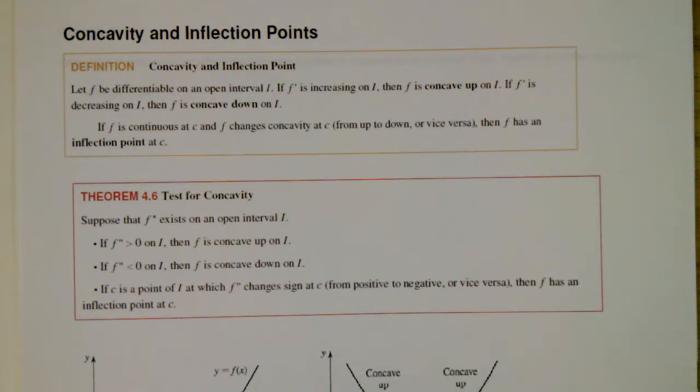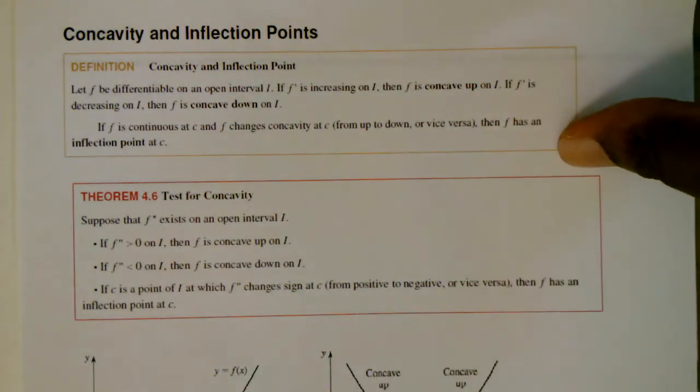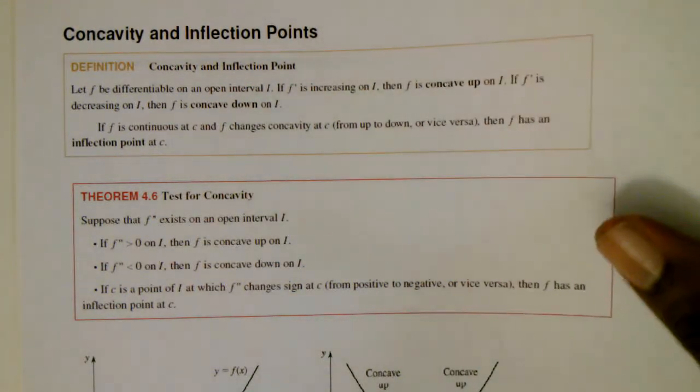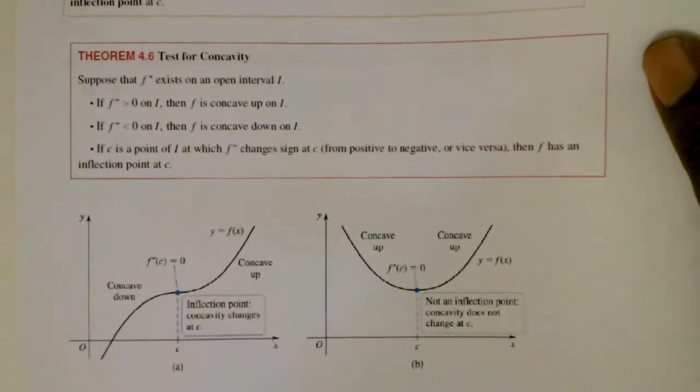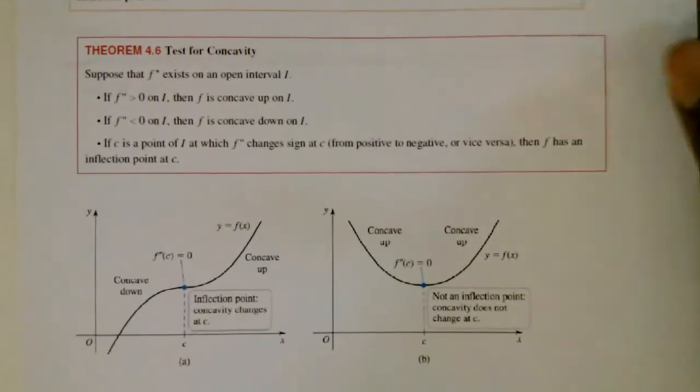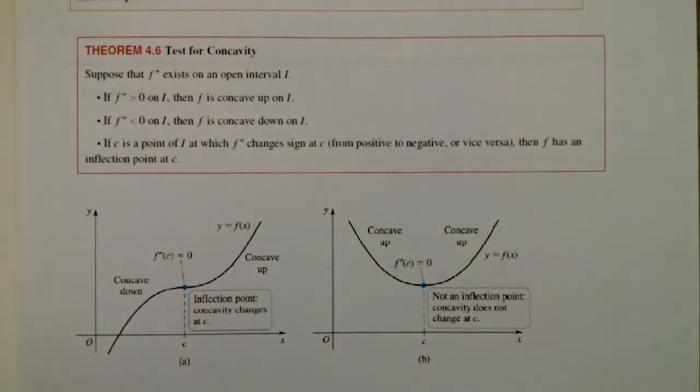And if f is continuous at C, and f changes concavity at C from up to down or from down to up, then that means that your function has an inflection point at C. Okay, that's the definition of concavity and the definition of an inflection point. And we're going to look at some illustrations of this. Let me go and give you this theorem for testing concavity.